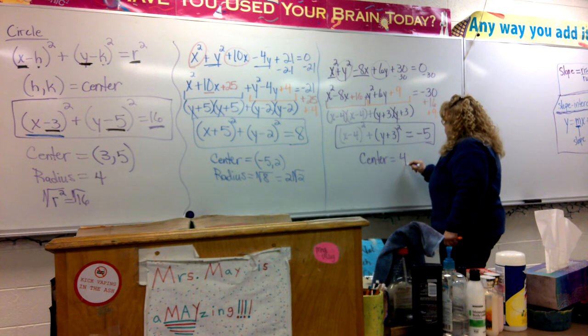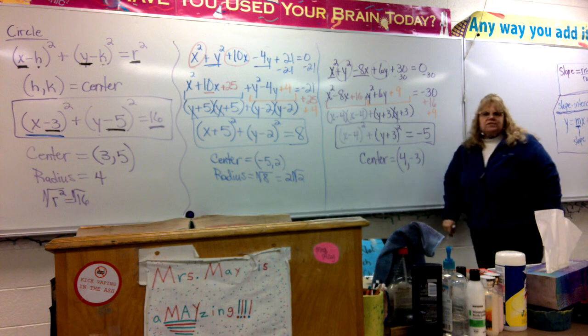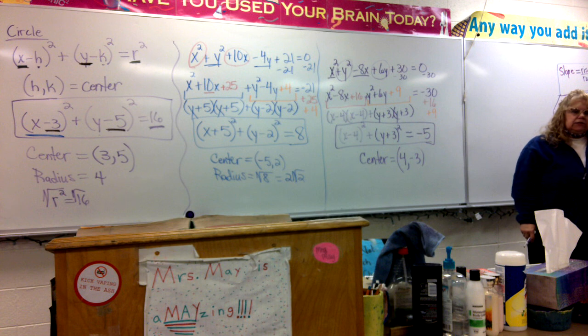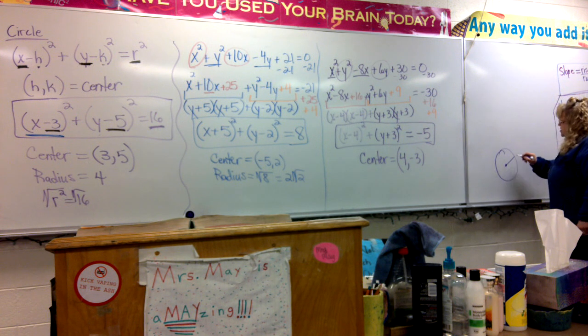Center is 4, -3. What's the radius? Just 5. Square root of 5. Oh wait, it's square root of 5. Is it 5? Is it square root of 5? Remember, think about this for a minute. Center to the outside is the radius.